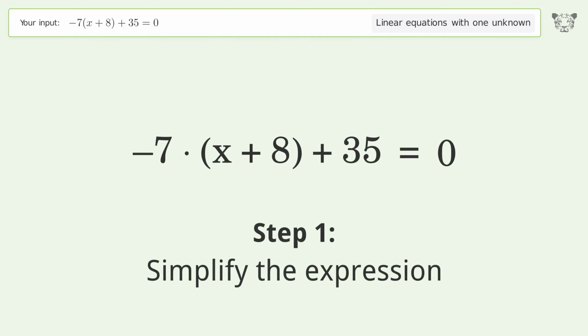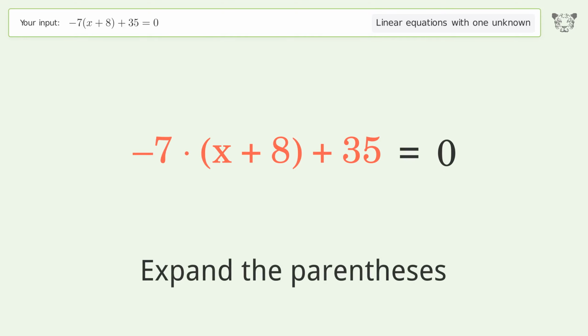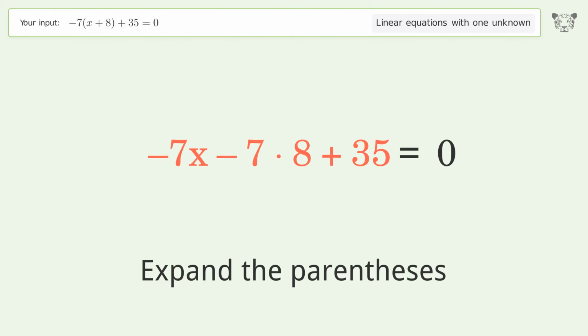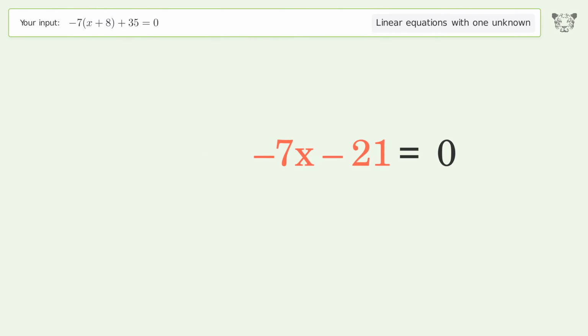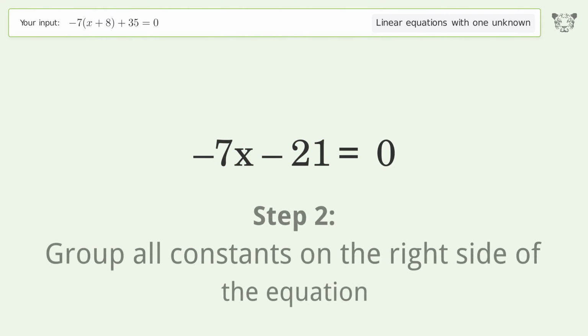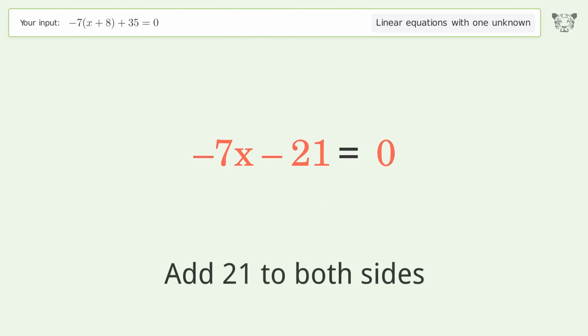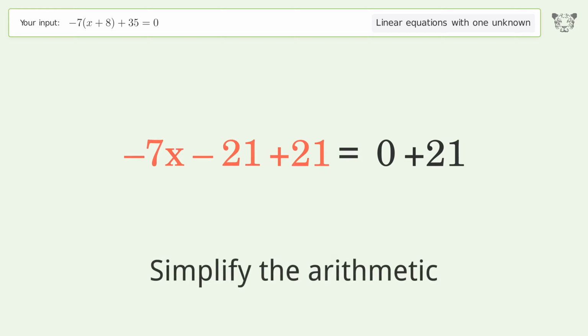Simplify the expression. Expand the parentheses. Simplify the arithmetic. Group all constants on the right side of the equation. Add 21 to both sides. Simplify the arithmetic.